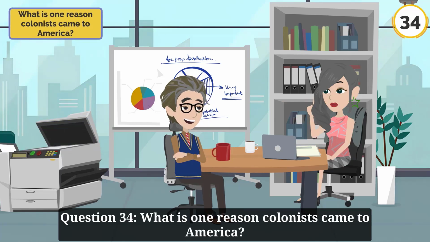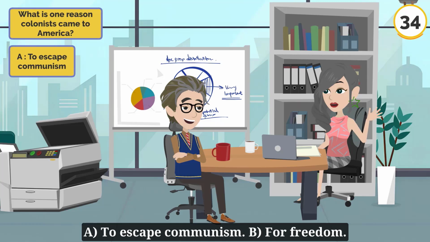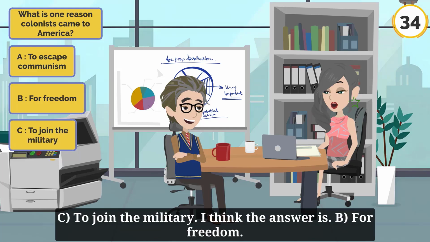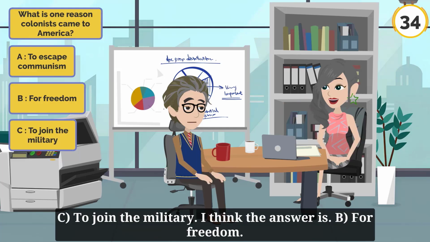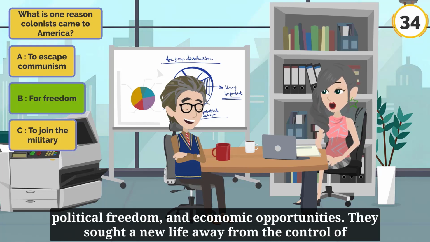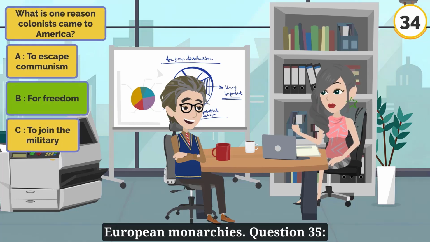Question 34. What is one reason colonists came to America? A. To escape communism. B. For freedom. C. To join the military. I think the answer is B. For freedom. That's right. Colonists came to America for various reasons, including freedom of religion, political freedom, and economic opportunities. They sought a new life away from the control of European monarchies.